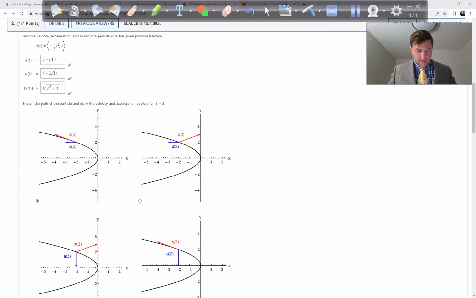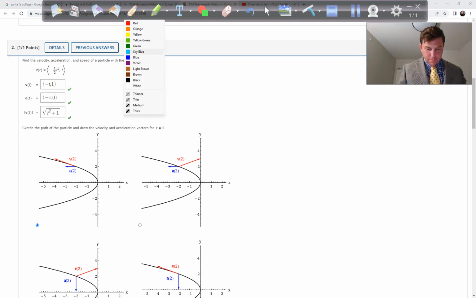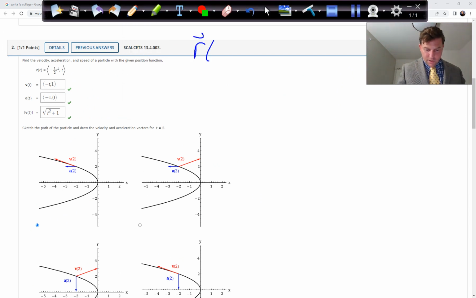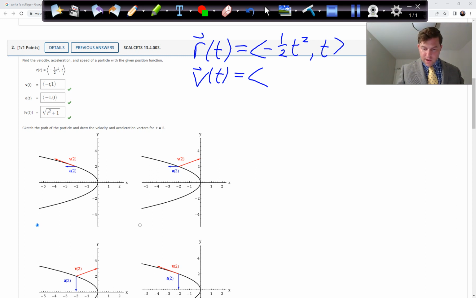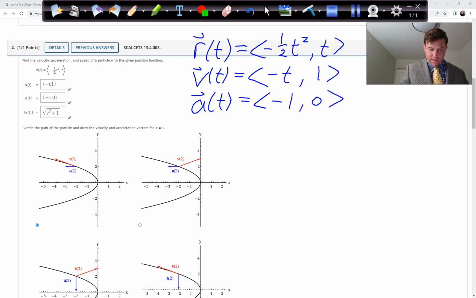Okay, same kind of deal. So we're told the position vector is only 2 dimensions, that's nice, minus 1/2 t squared, comma t. Therefore, the velocity vector is the derivative of this. Bring the 2 down, cancels with the half, so it's minus t. Derivative of t is 1. Acceleration vector is the derivative of this, minus 1. Derivative of 1 is 0. So that gets us this answer, and then again they want the speed.